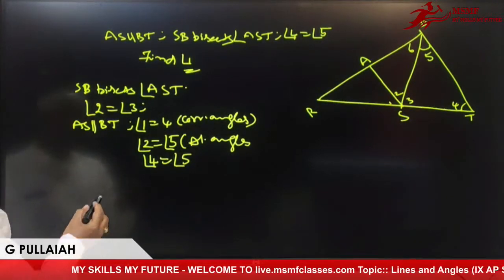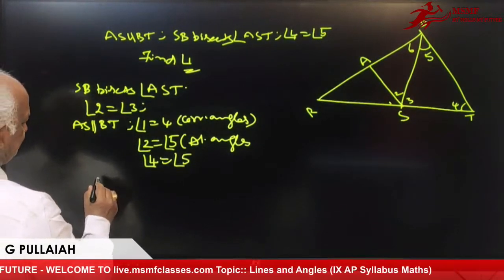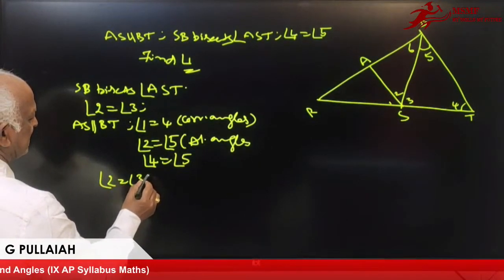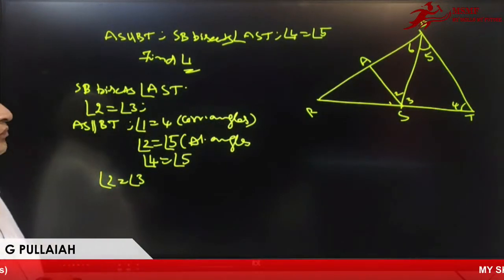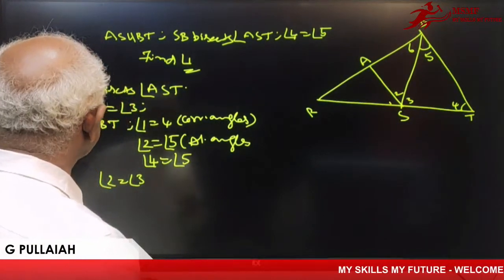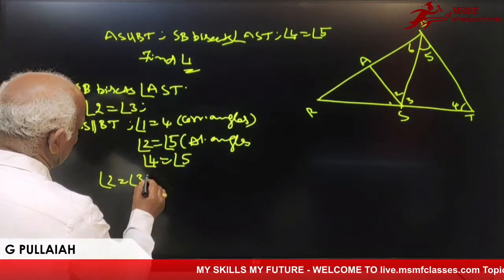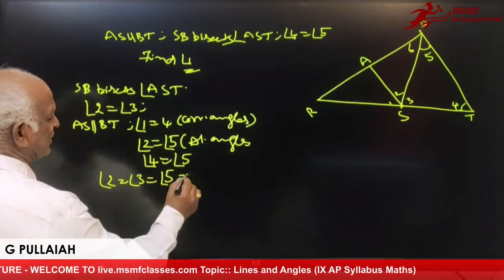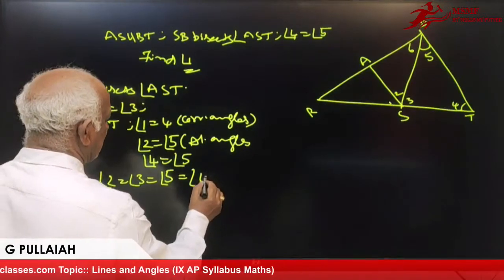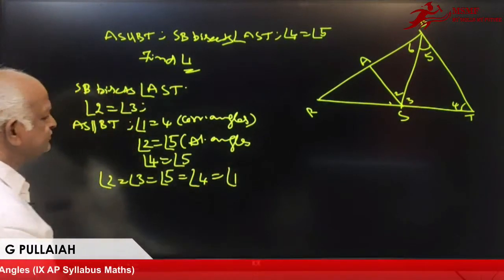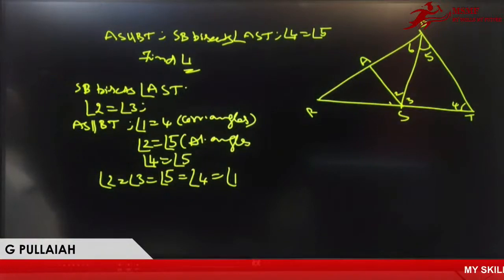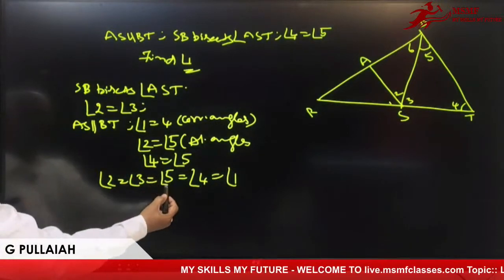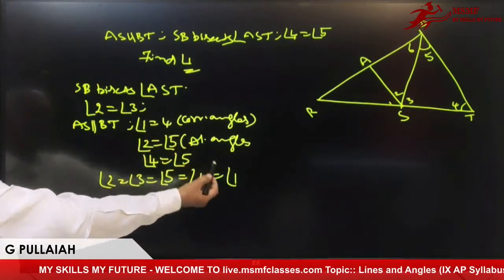So here, if you take very carefully, let us take the first one. Angle 2 is equal to angle 3. Angle 2 is equal to angle 5. Angle 5 is equal to angle 4. Angle 4 is equal to angle 1.